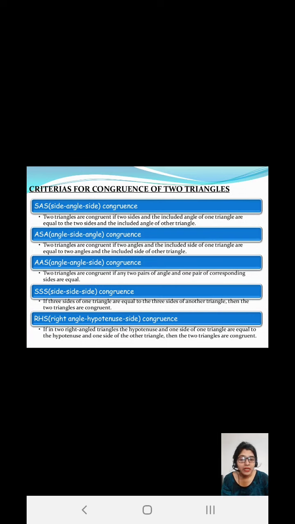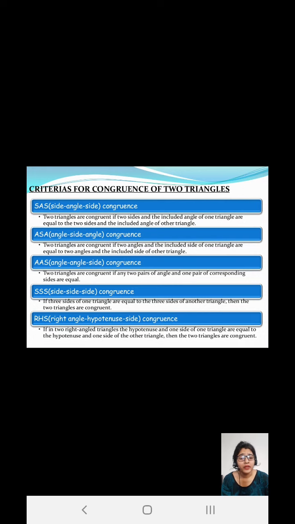The second condition we have is angle side angle. This means in the two triangles we'll have two angles equal, and the included side will be equal. The two angles will be equal, and the side between the two equal angles will be equal. So that condition is angle side angle.